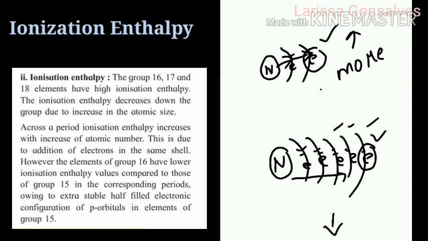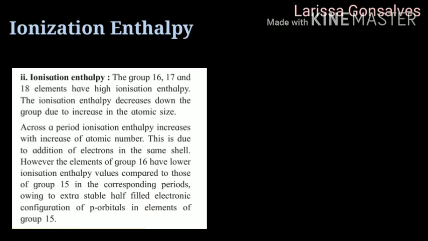As you move down, as the atomic number is increasing, the shells are also increasing. The nucleus is not able to reach out its force of attraction to the electron which is present in the valence shell, and hence if this force is not reaching this particular electron, then I can easily remove this electron by applying less amount of energy.